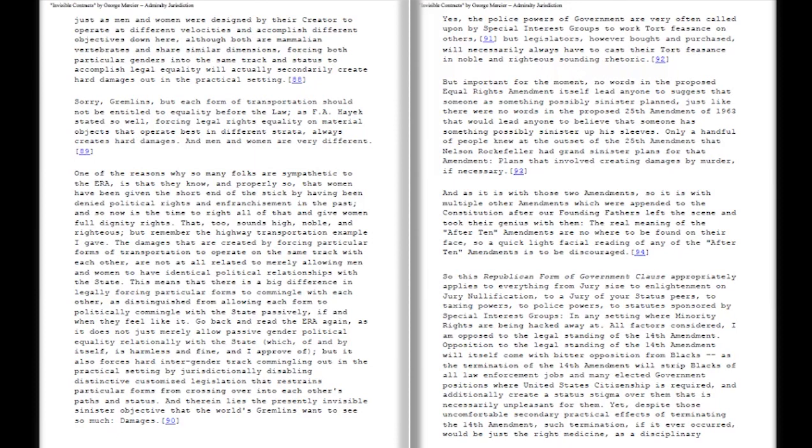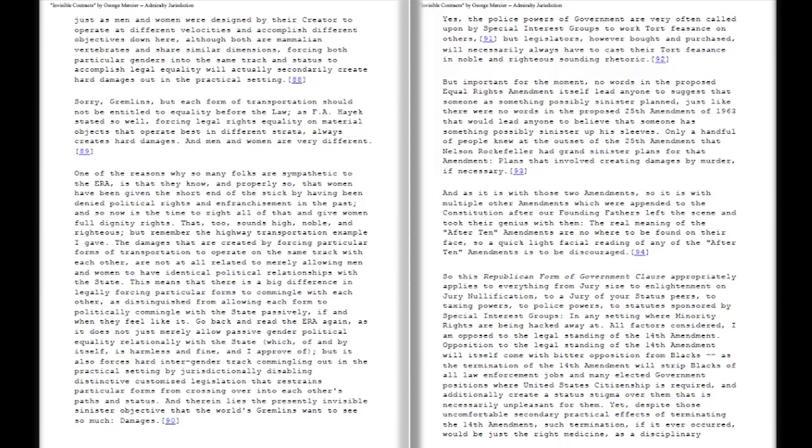just like there were no words in the proposed 25th Amendment of 1963 that would lead anyone to believe that someone has something possibly sinister up his sleeves. Only a handful of people knew at the outset of the 25th Amendment that Nelson Rockefeller had grand sinister plans for that amendment, plans that involved creating damages by murder, if necessary.